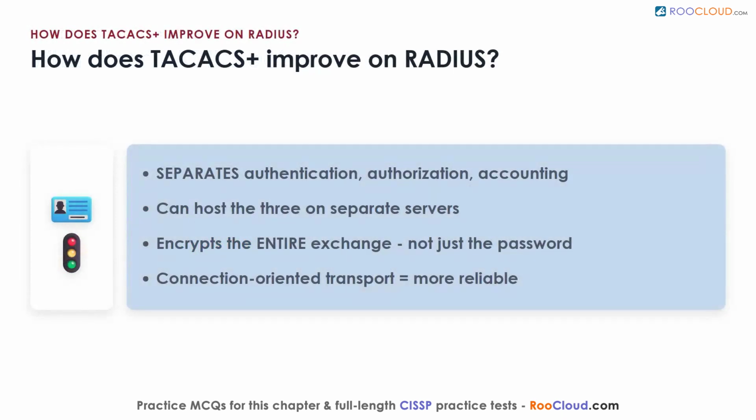How does TACACS Plus improve on that? By separating the three functions and encrypting far more. Where Radius bundles things and protects only the password, TACACS Plus splits authentication, authorization, and accounting into distinct processes that can even live on separate servers. Just as important, it encrypts the entire authentication exchange, not merely the password. It also runs over a connection-oriented transport for more reliable delivery.